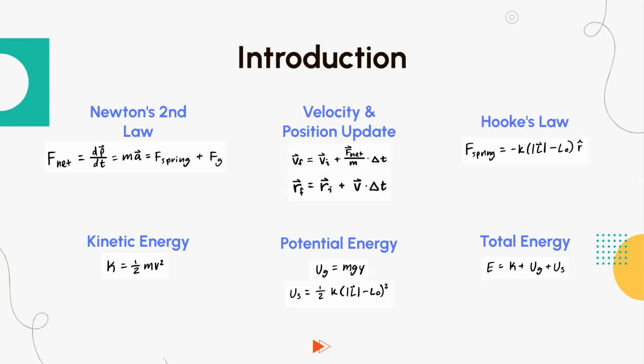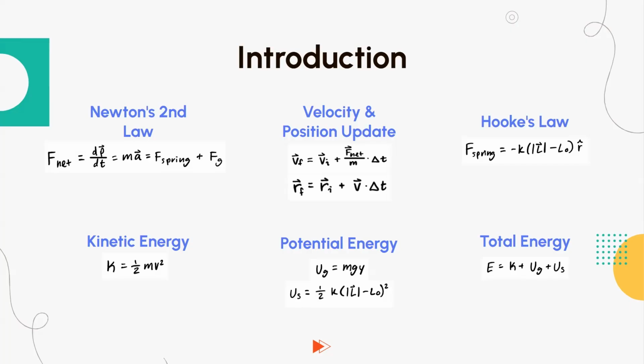The velocity update formula uses the definition of acceleration from Newton's second law to update velocity over a small time step. And to update the object's position, we assume that the velocity is constant over the small time step. Hooke's law describes the restoring force exerted by a spring when it is compressed or stretched.